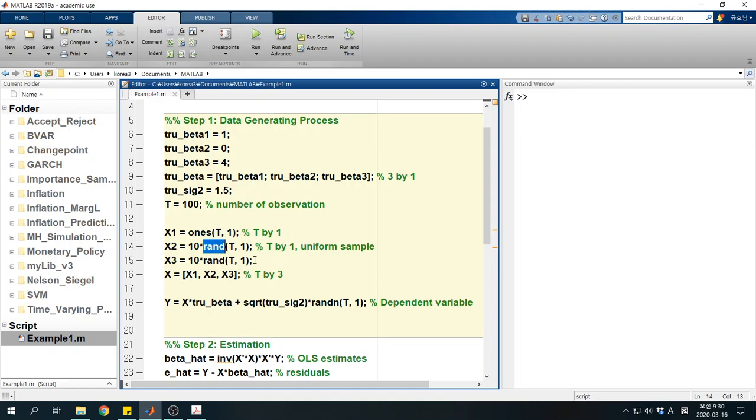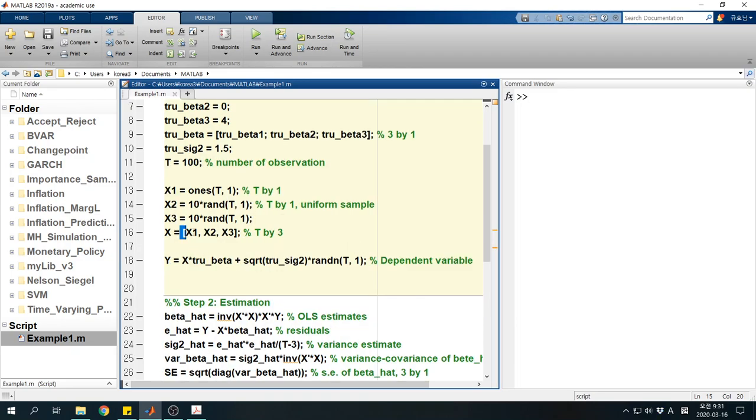Okay, so rand is the random number generator from the uniform distribution over the interval between 0 and 1. And so this is the matrix of covariates. So x1 is T by 1, x2 is also T by 1, x3 is T by 1. So that's why X is T by 3. Whenever you connect the matrices in a row, then we use this sort of command, like here, brackets and comma.